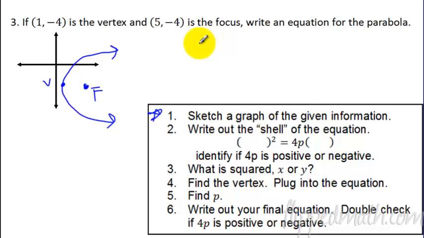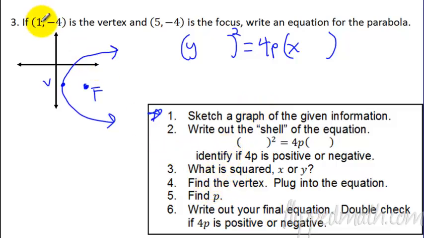Number 2, let's take this. We're going to write down a shell of what's happening. So quantity squared equals 4p, open parentheses, close parentheses. Okay, what else? Identify if 4p is positive or negative. Well, if it's opening to the right, this is going to be positive. Okay, so I know that. What is being squared, the x or the y? If it's opening right or left, from the notes before, we know that y is going to be squared. So we can plug in a y there and an x there, since the y is being squared.